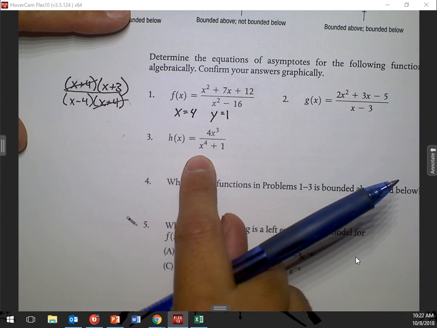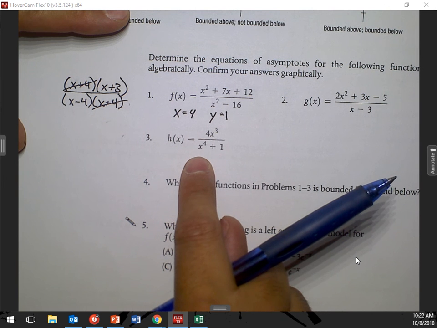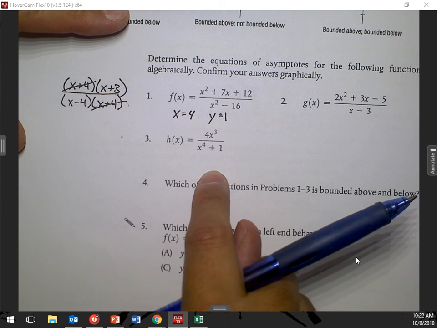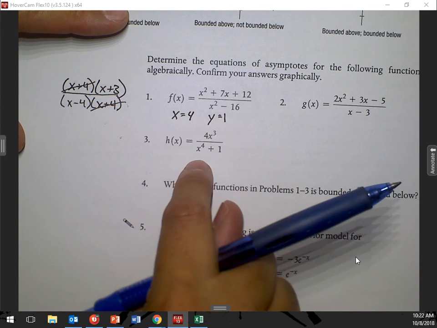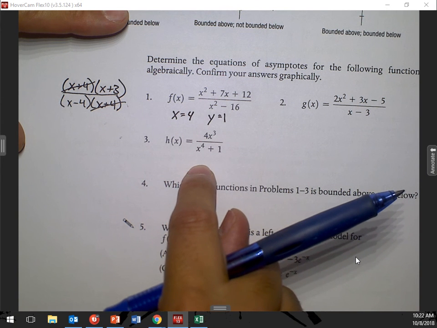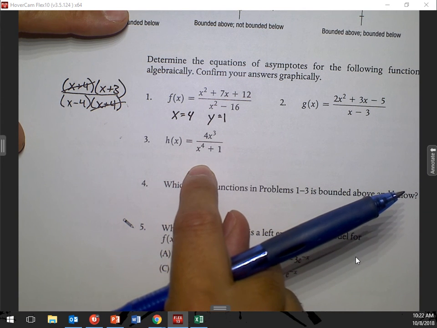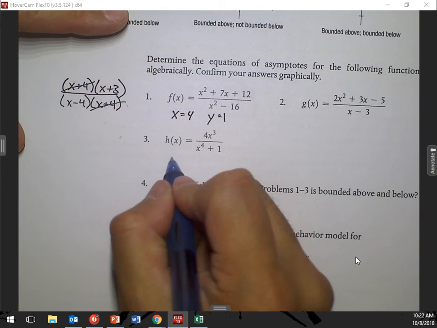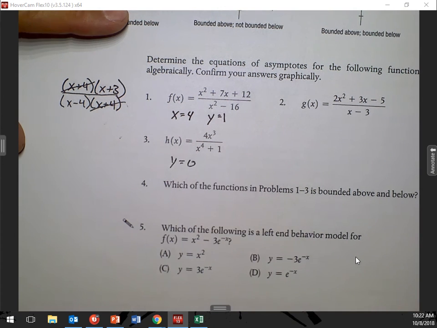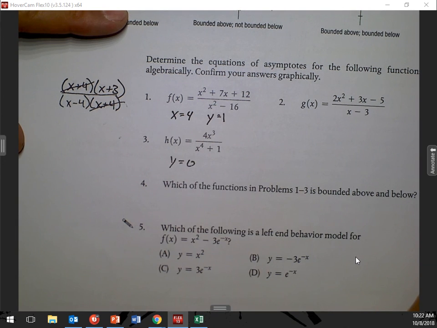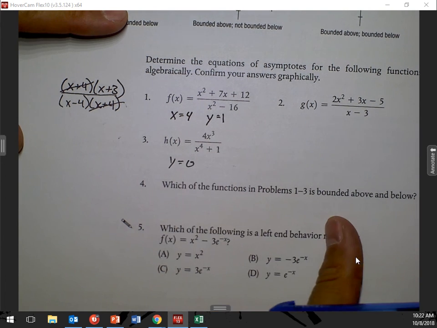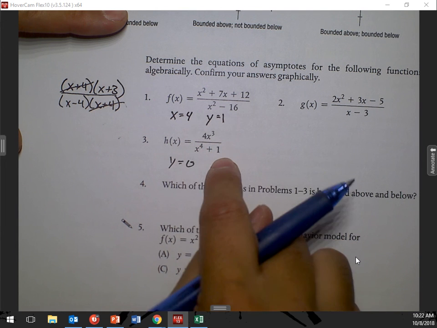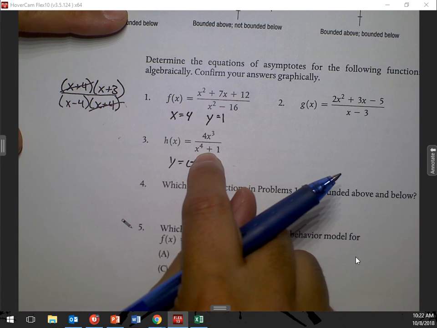Now, which one has the higher degree? The bottom has the greater degree. So what does that mean? Horizontal asymptote at y equals 0. What about vertical asymptotes? Is there any place where this is going to equal 0? Nope, there's not, because this is a plus sign right here.